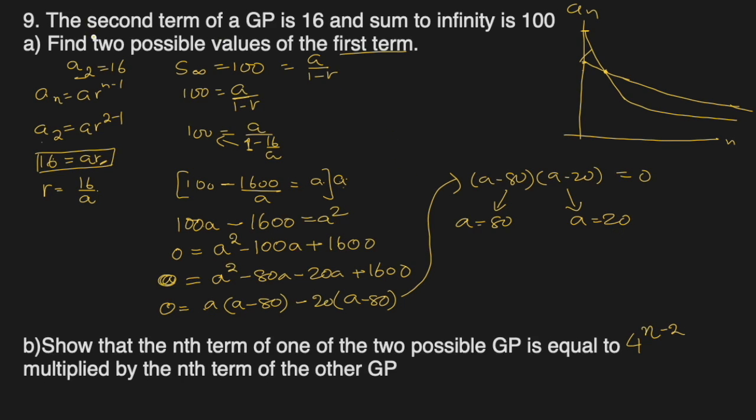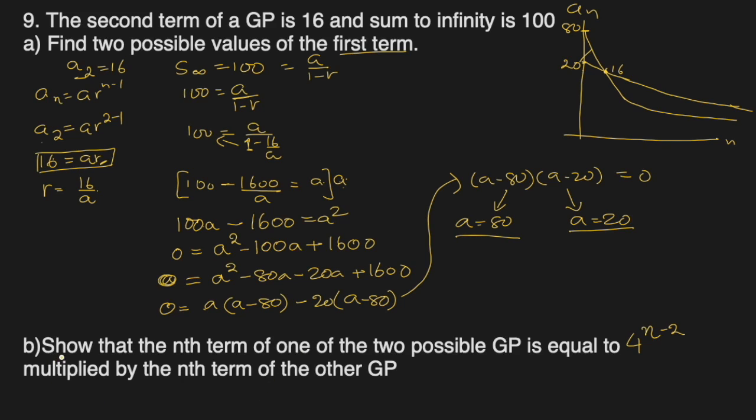So what did they say? Find the two possible values of the first term. These are the two possible values of first term. That is, the lower one is 20, the upper one is 80. Where they are meeting here is 16.